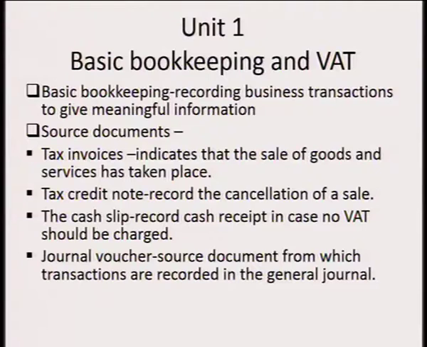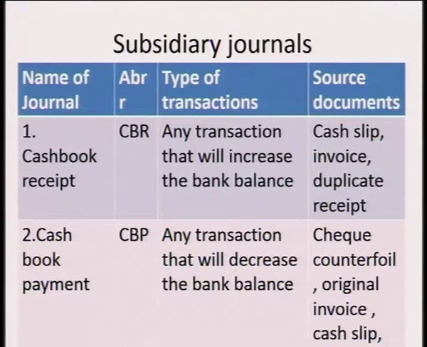Unit 1 also focuses on source documents, which are the documents that you use in a business when you are recording transactions. Source documents used can be tax invoices, which indicate that a sale of goods and services has taken place. It can also be a tax credit note, which records the cancellation of sales, and the cash slip, which records the cash receipt in case no VAT should be charged. And the journal voucher, which is a source document from which transactions are recorded in the general journal.